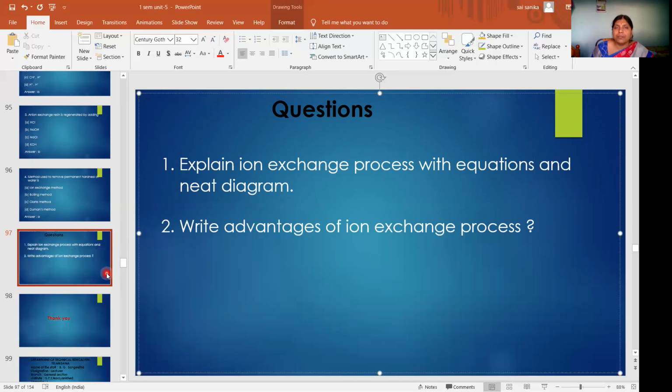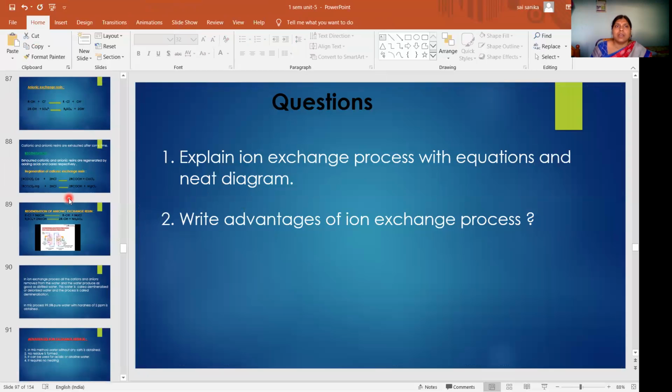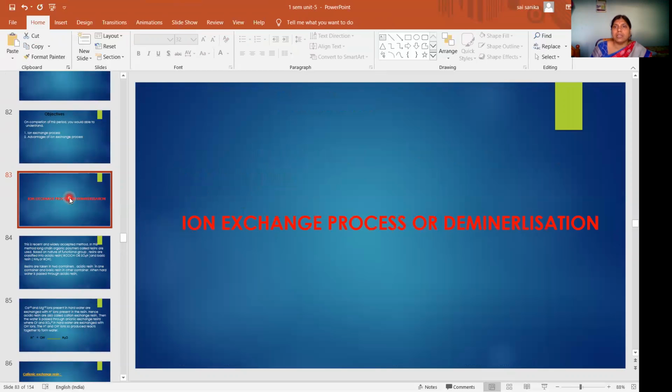So these are the two softening methods to remove permanent hardness of water. So by these two methods, we can remove permanent hardness of water. Whereas temporary hardness is removed just by boiling, and by adding lime water, that is called Clark's method, that is not in our syllabus. So those are temporary methods. The permanent methods are zeolite process and ion exchange process. Okay, with this we finished ion exchange process, or it is also called demineralization.